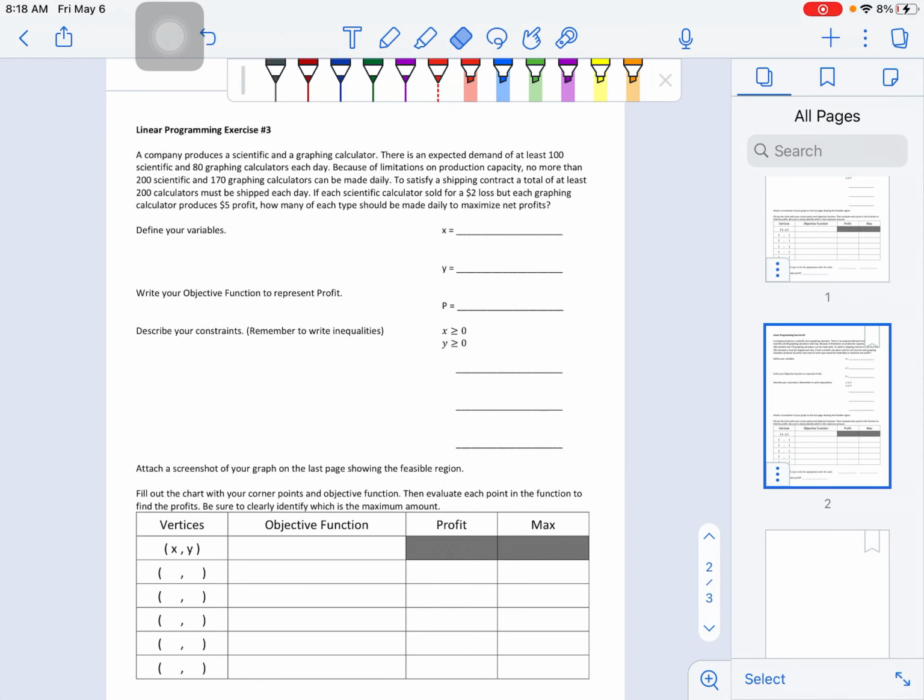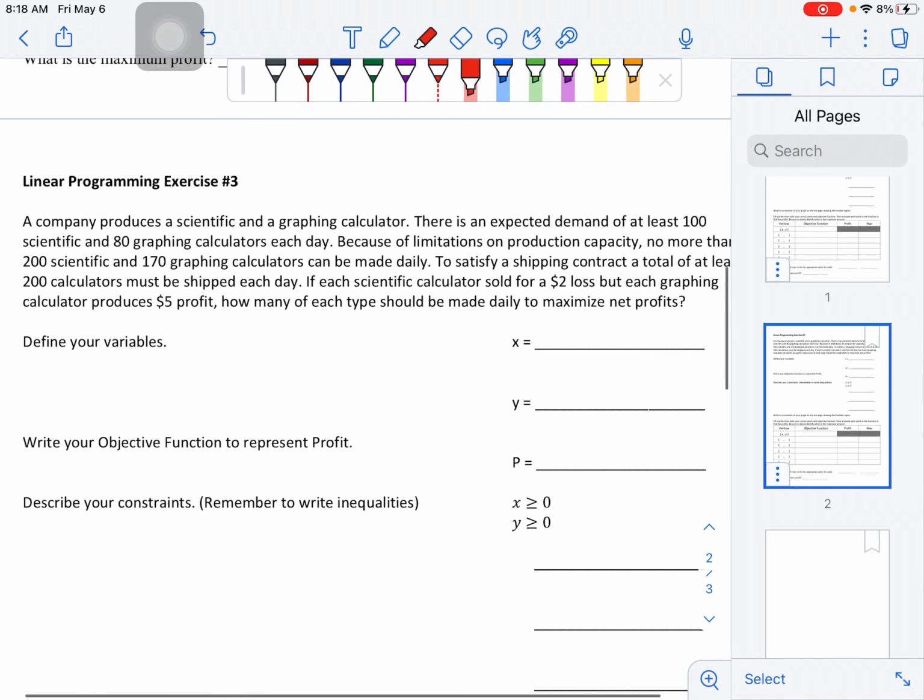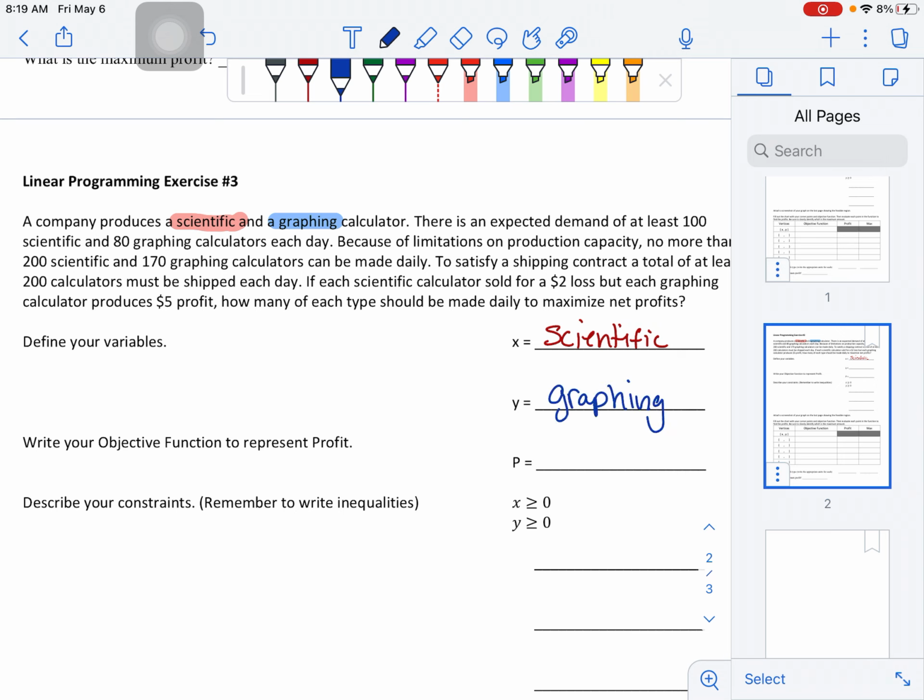I'm going to start with number 3 because that's kind of a harder one. And if you can do this one, then you can do the other one. So I first look at the two things they're talking about: scientific calculators and graphing calculators. I'm going to highlight those two things and write them on the line here. This X is going to be scientific calculators, and Y is going to be graphing calculators. So when they talk about those, we know what variable to use.